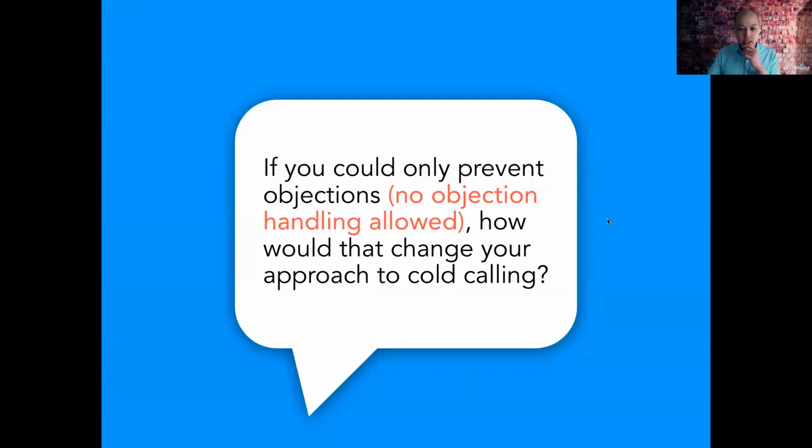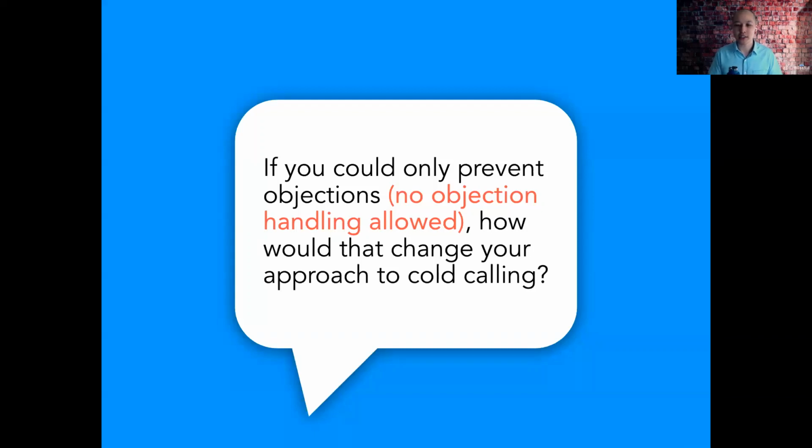So let's dig in. Let me know in the chat, and this will set up everything today. We're talking about how to handle objections, but I'm really curious from you in the chat: if you could only prevent objections, so let's say you were not allowed to handle an objection on a cold call, and a prospect said, not interested, we already have a solution, whatever it might be, how would that change the way that you approach cold calling? Share it with me in the chat.